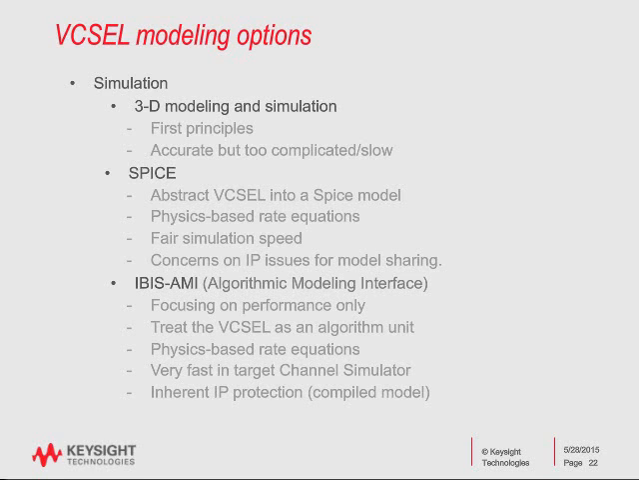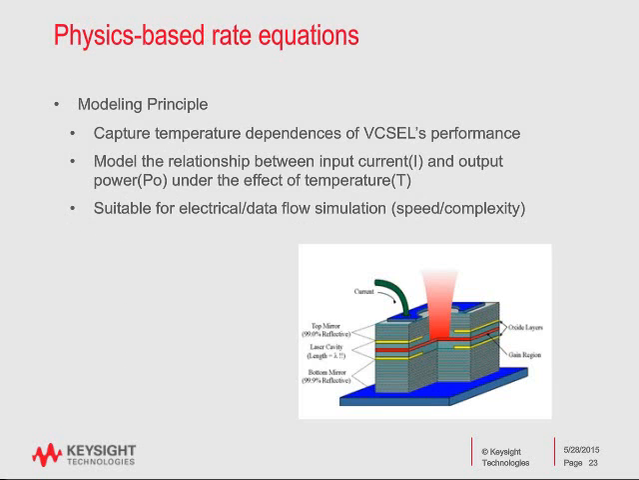So let's focus on these rate equation type models. Why are we looking at those particularly? Well, the nice thing about the rate equation type model is that it can be constructed to capture temperature dependencies, and it will model the appropriate relationship between the input current and the output optical power with that temperature. And because of its nature, it's actually quite suitable for working with electrical and data flow simulation. It has a good compromise between speed, complexity, and accuracy that makes it very useful.